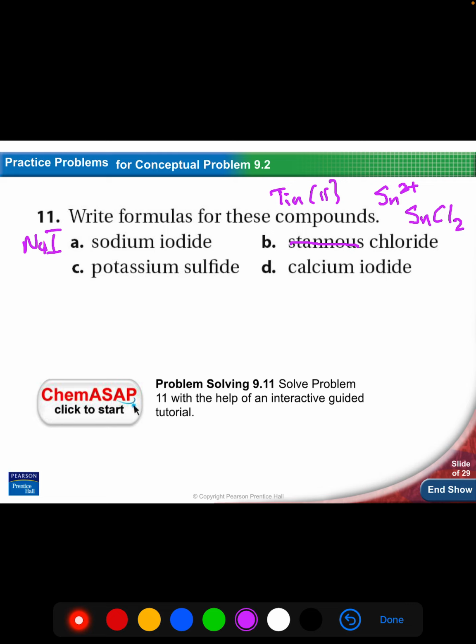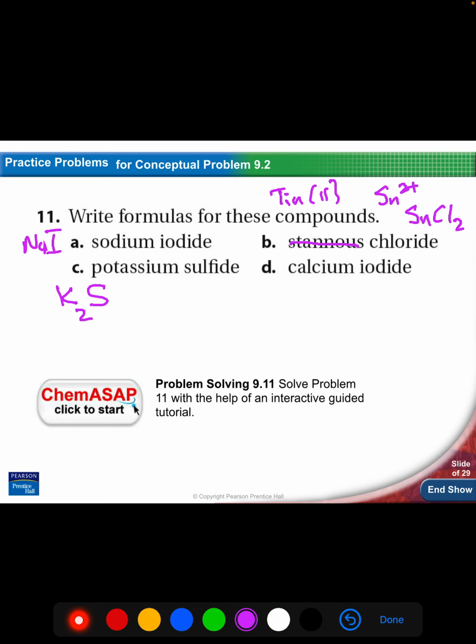For my potassium sulfide, sulfide is group 6, always has a -2 charge. Potassium is group 1, it always has a +1 charge. So when I write this, I'm going to need 2 potassiums to balance the -2, 2 +1 potassium ions to balance the -2 of the sulfide ion.